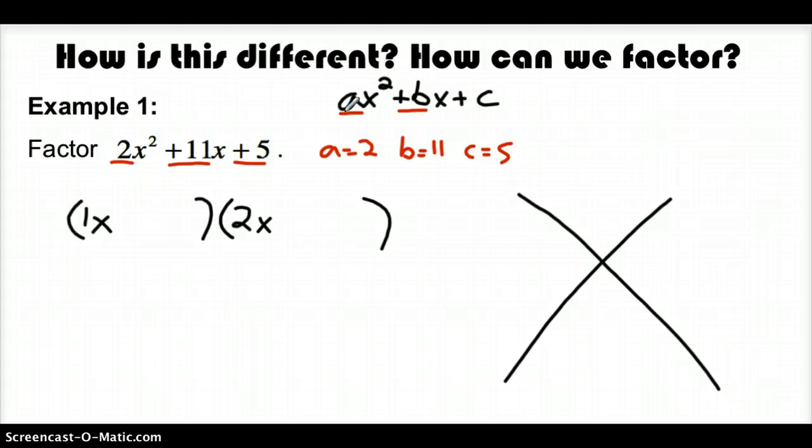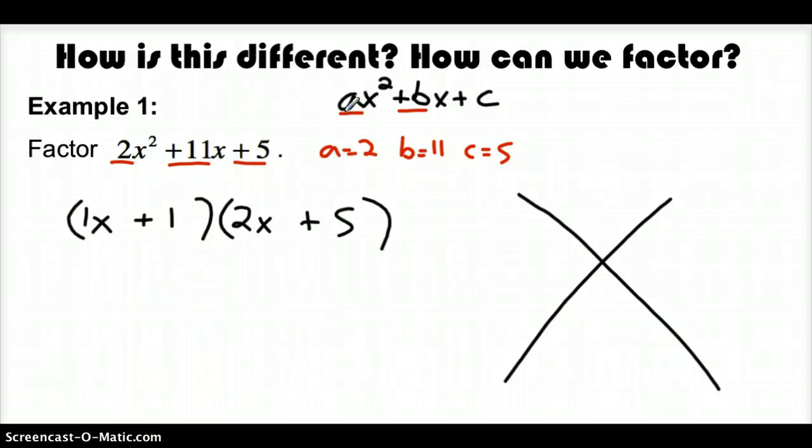My last times last has to equal positive 5, okay? Well, positive 5, again, that's a prime number. 5 is only divisible by 1 and itself, okay? So I know that I have to have plus 1 and plus 5, but I'm not really sure which order, right? So I'm just going to put plus 1 and plus 5, I guess, and maybe FOIL it and see what happens, okay? So see if I'm correct.